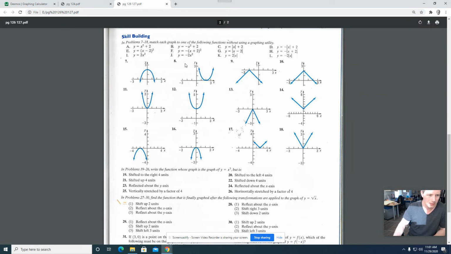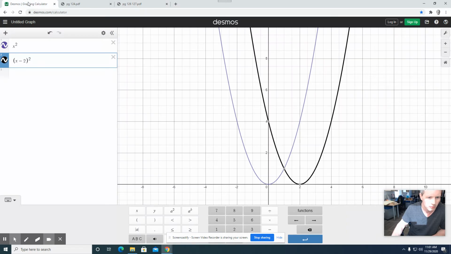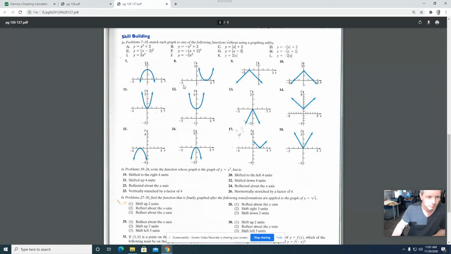And so do we see that up here anywhere? We do. That's answer number E. y is equal to x minus 2 squared. So for question number 8, this graph goes with E. y is equal to x minus 2 squared, as you can see right there. Okay, so that's number 8.